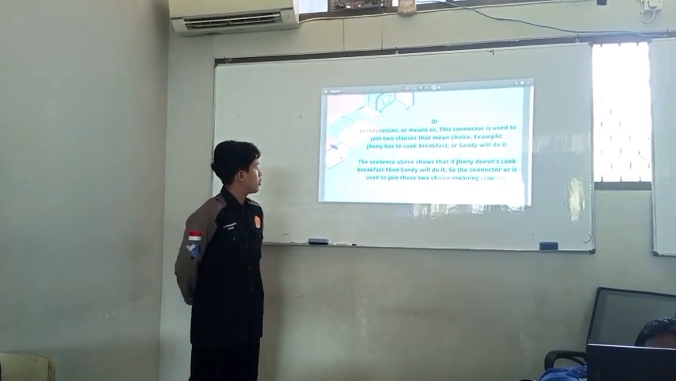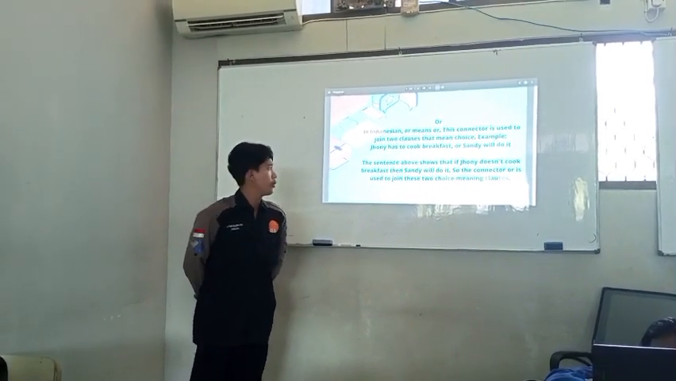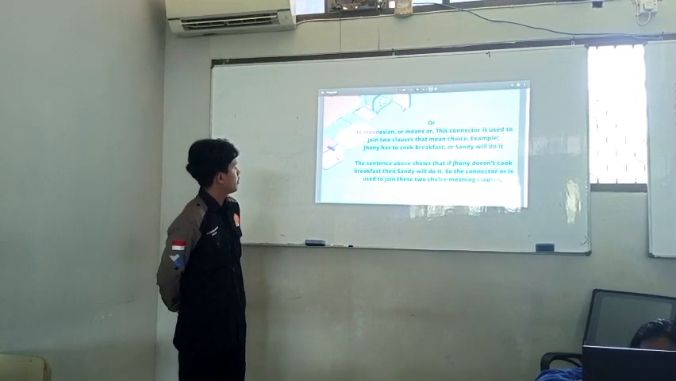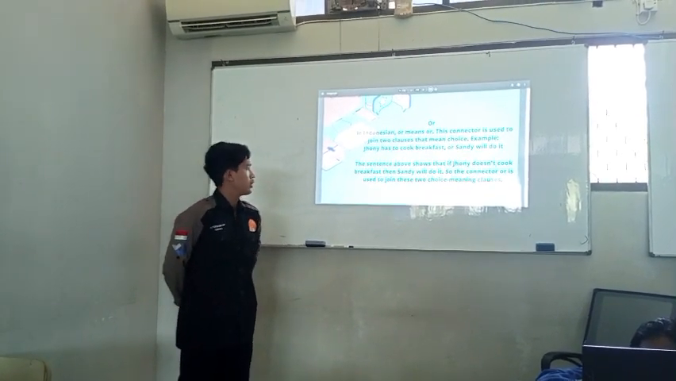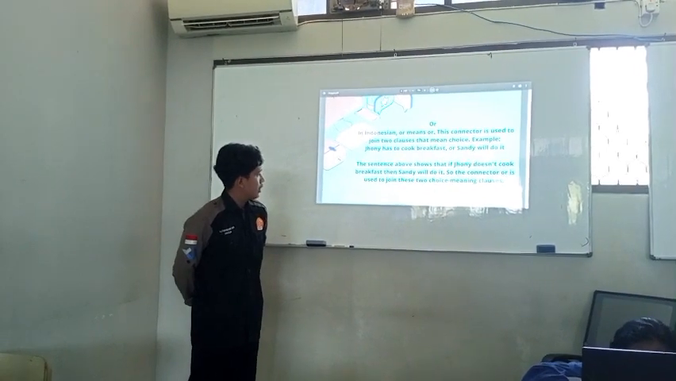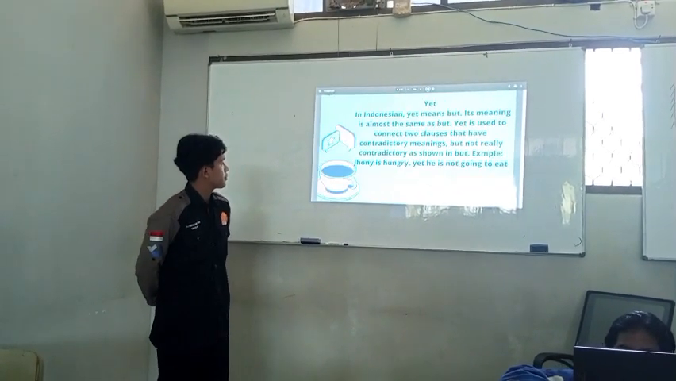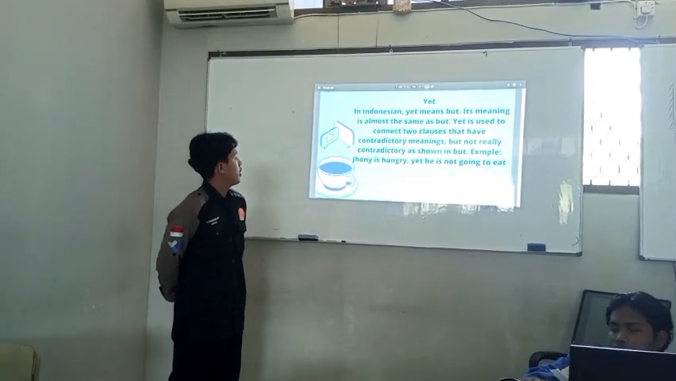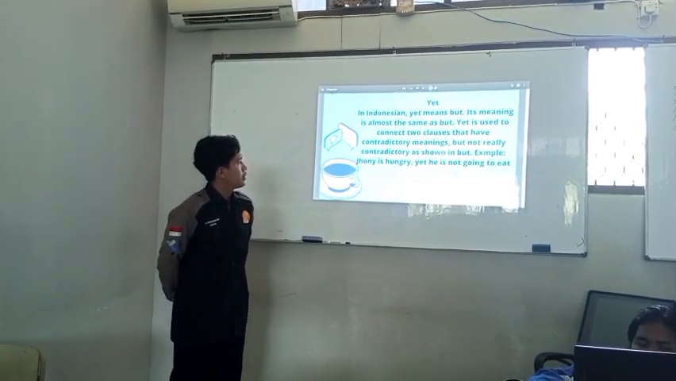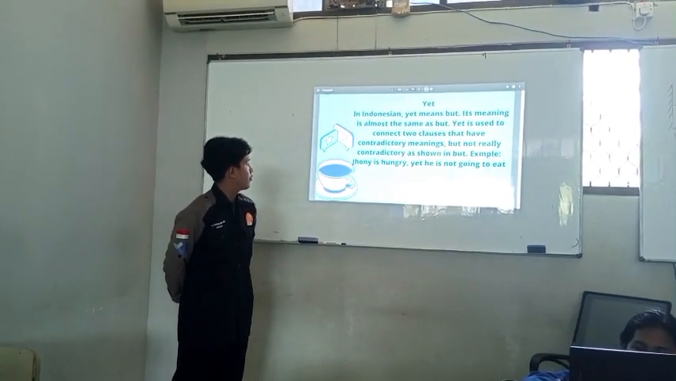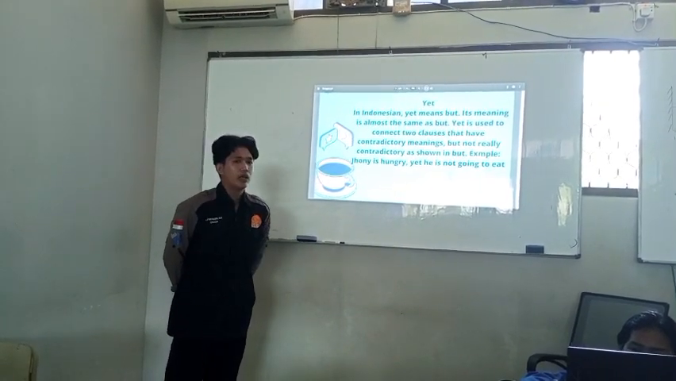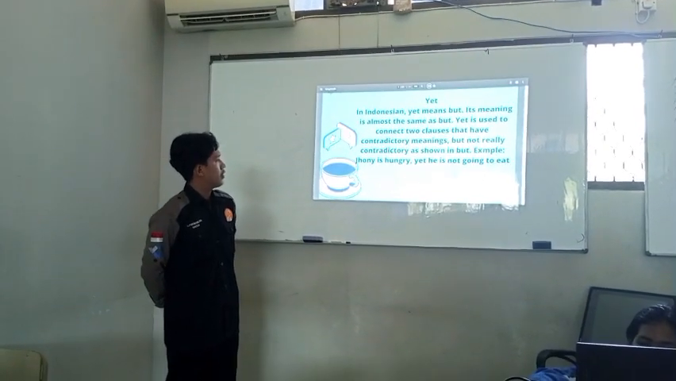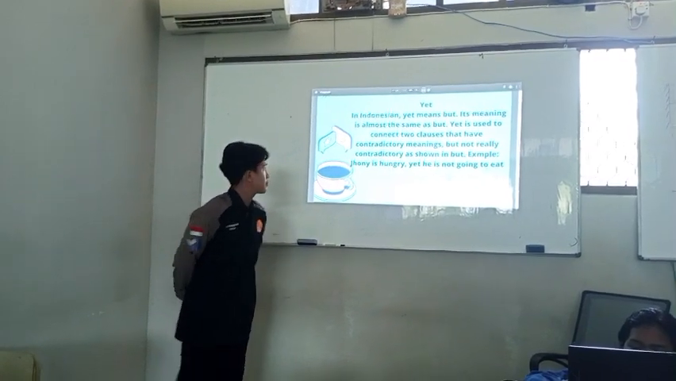Example: Johnny has to cook breakfast or Sandy will do it. The sentence above shows that if Johnny doesn't cook breakfast, then Sandy will do it. So the connector or is used to join two choice-meaning clauses. Next. Yet, in Indonesian, yet means tetapi. Its meaning is almost the same as but. Yet is used to connect two clauses that have contradictory meanings, but not really contradictory as shown in but. Example: Johnny is hungry, yet he is not going to eat.